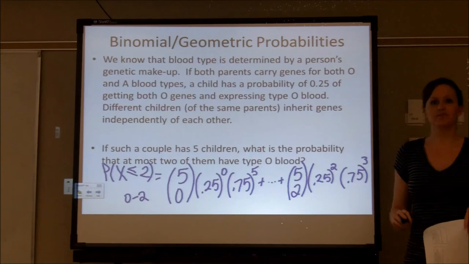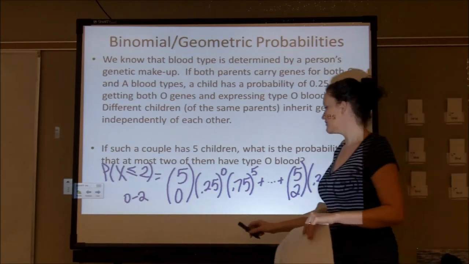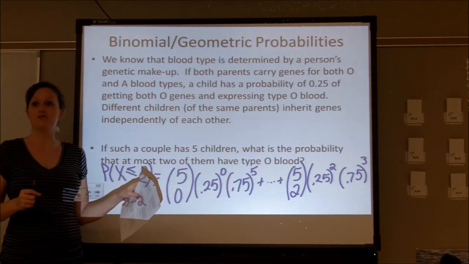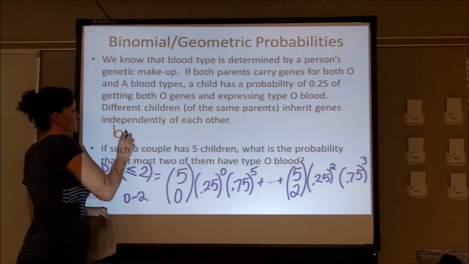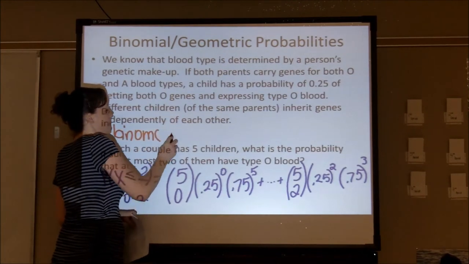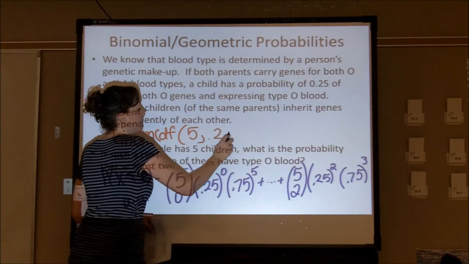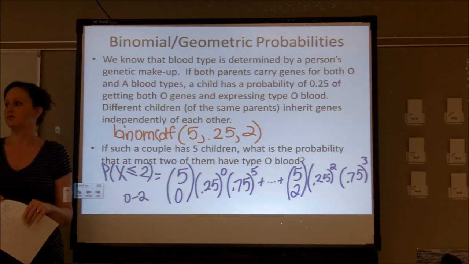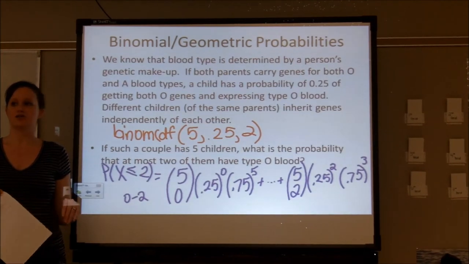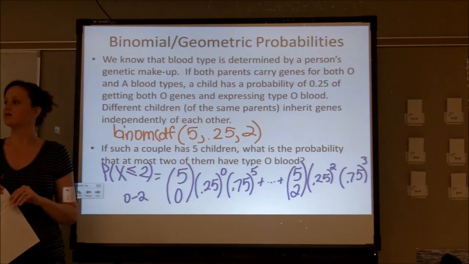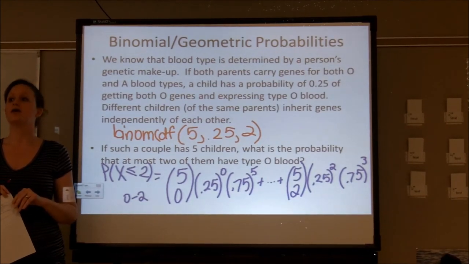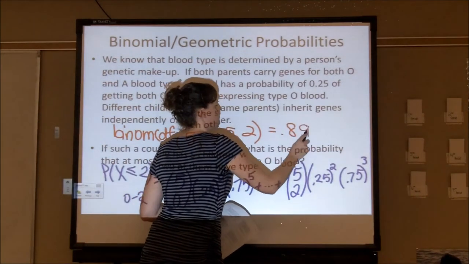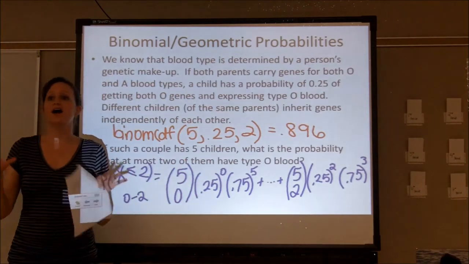Beautiful. Good? Okay. Less than or equal to means CDF. Right? I like less than or equal to. So this is just going to be binomCDF 5, 0.25, 2. That means up to and including 2. Can I get an answer if anybody's doing the calculator? 0.896. Thank you.